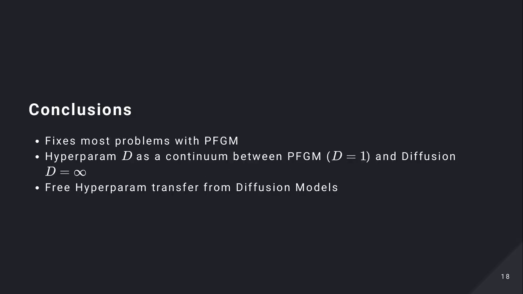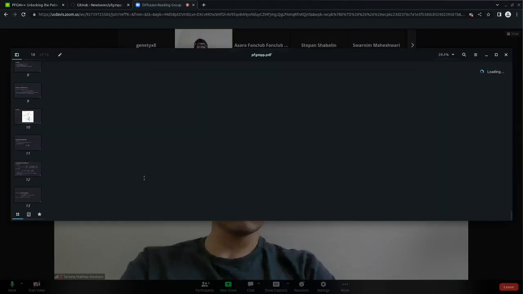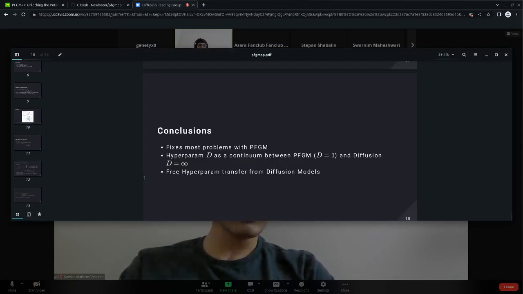So I don't have a lot to add in my slides. They fixed most problems with the original PFGM model, especially the training process and the fact that they couldn't use conditional generation, though now they can. Because D is now a hyperparameter, you get a continuum between diffusion models and the original PFGM, and you get to steal all those really nice, hyper-optimized hyperparameters from diffusion models. You get to adapt them automatically to your PFGM model. So that's the end of my slides. It was very fast.